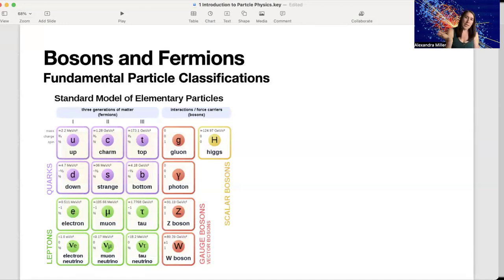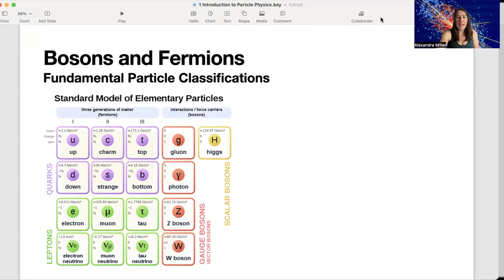And we see that there are these different color schemes here: purple, green, red, and yellow. I'm sorry if you're colorblind and can't see the difference, but I'll highlight these different colors in future videos. These different colors are telling us different ways that we're categorizing these particles. And in this video, I really want to talk about the first categorization, which is of bosons and fermions.